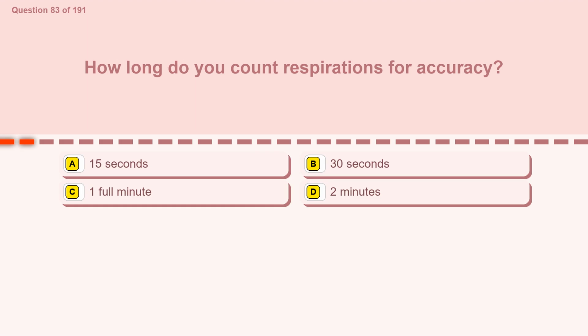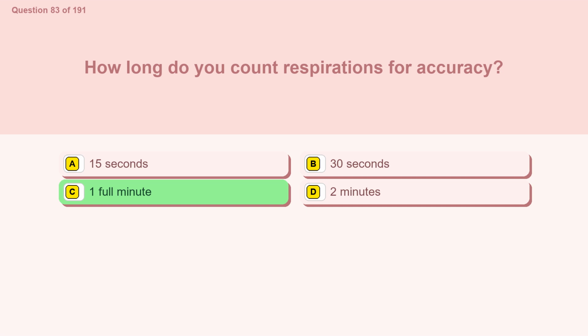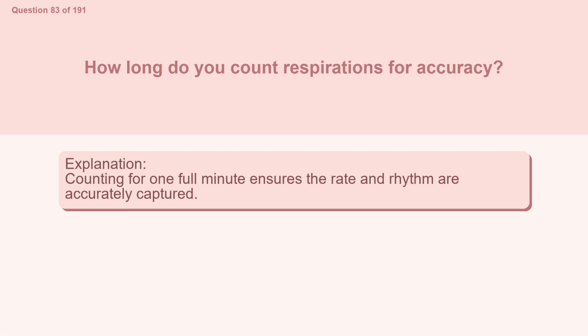Question 83. How long do you count respirations for accuracy? Option A, 15 seconds. Option B, 30 seconds. Option C, 1 full minute. Option D, 2 minutes. The correct answer is option C, 1 full minute. Counting for 1 full minute ensures the rate and rhythm are accurately captured.